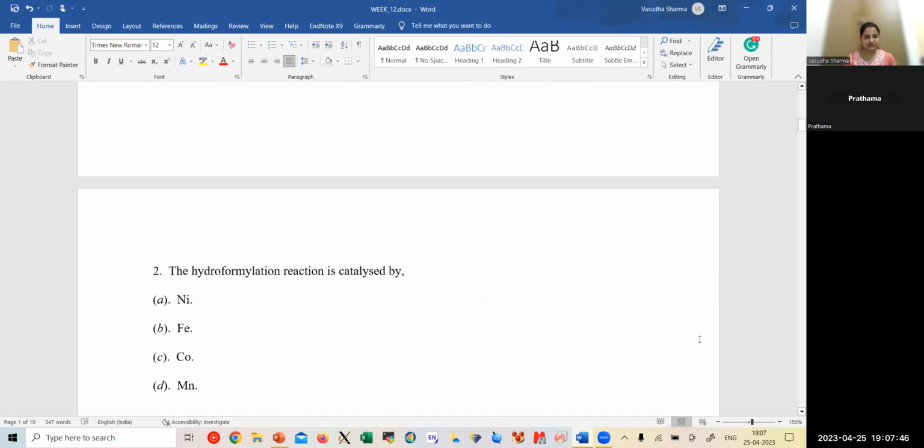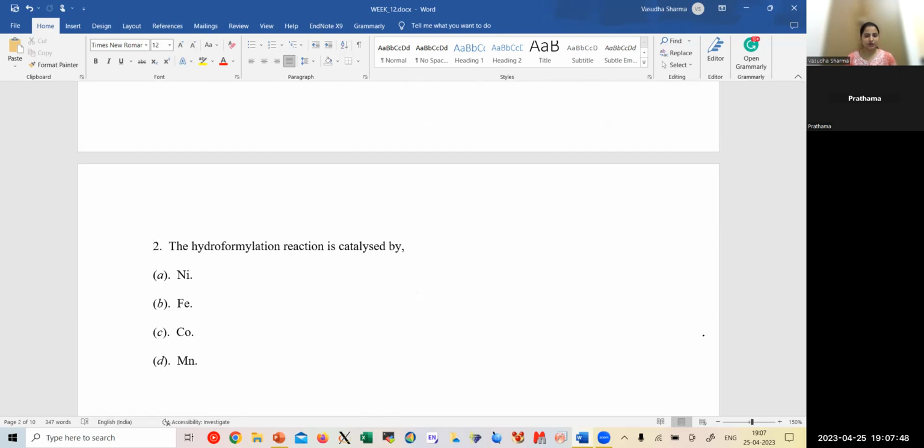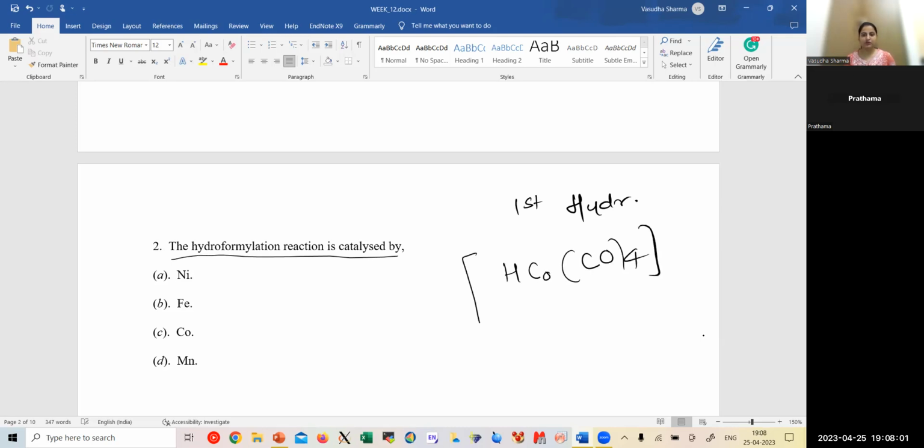The second question that we have is, the hydroformylation reaction is catalyzed by. As we were talking about, the first hydroformylation reaction started with HCo(CO)4. Don't worry about all these questions, because these have all been covered in the lecture series. The answers come directly from the lectures, so if you go back and read them properly, you will be able to answer all of them.